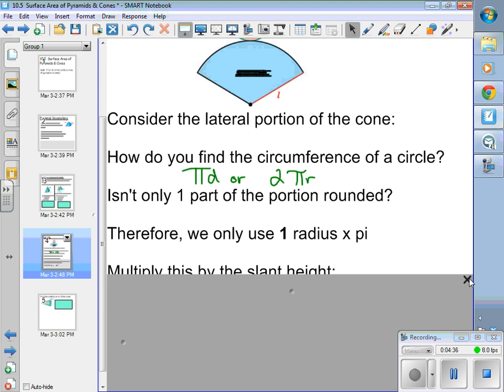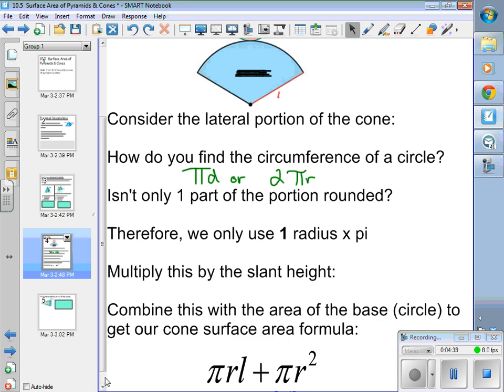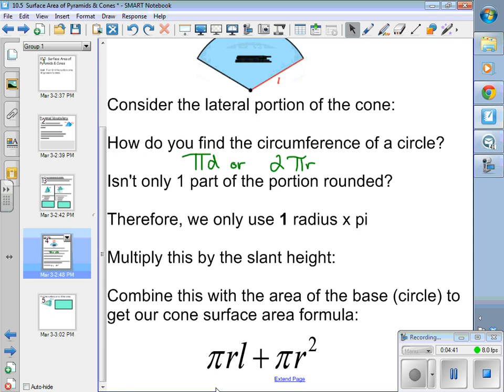Okay, so here's our surface area of a cone formula: pi r L, I'm sorry, not 2 pi, pi r L, plus pi r squared. So this right here is the radius of the circle. The slant height is not necessarily going to be the radius.